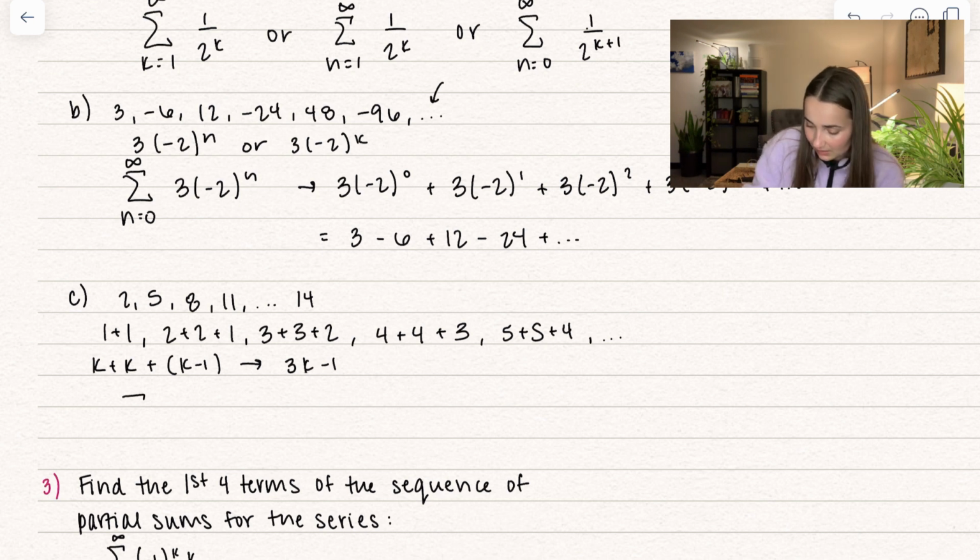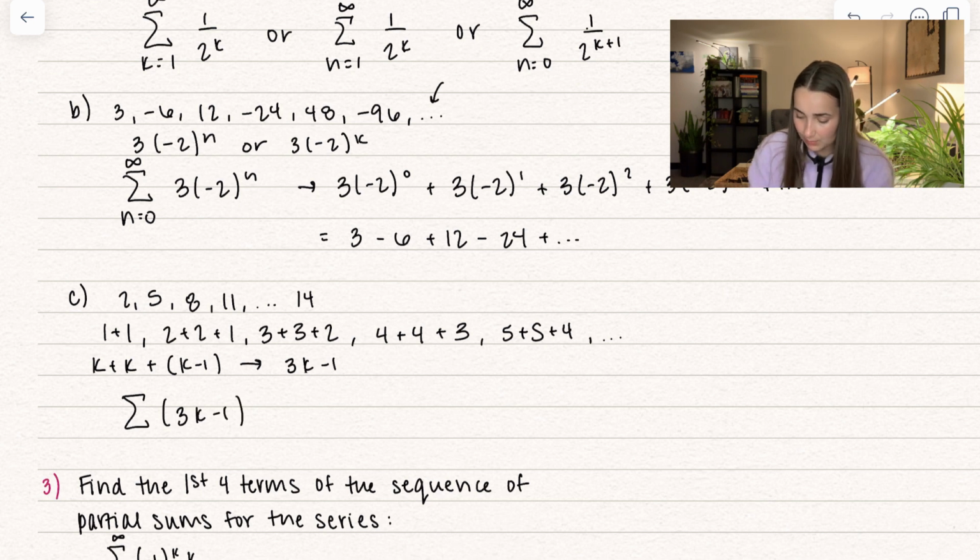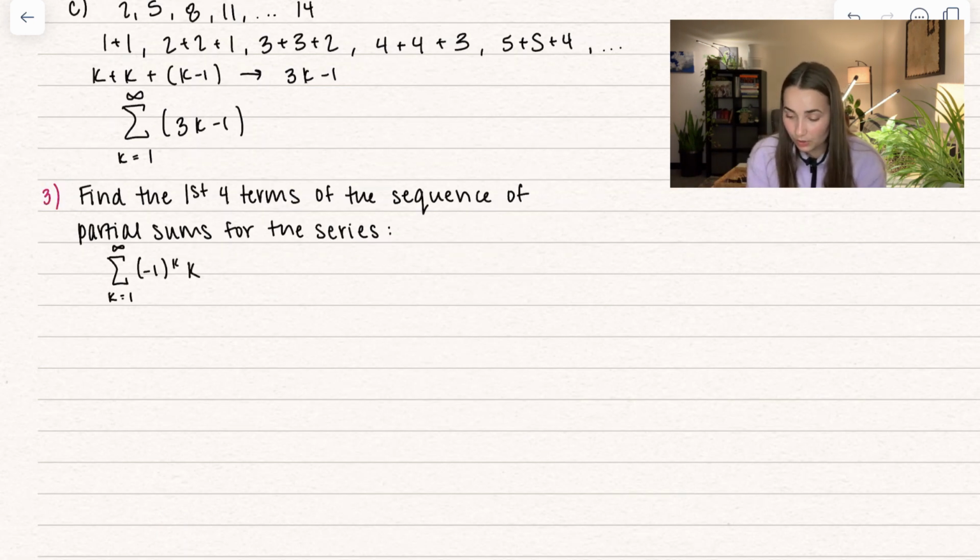So here, I have my little formula, 3k minus 1. k is going to go ahead and start not at 0, but actually at 1, right? Because we want to get that value of 2 going all the way to infinity. So that would be our solution. Okay, number 3, we're going to find the first 4 terms of the sequence of partial sums for the series, and that's going to be the sum from k equals 1 to infinity of -1 to the k times k.